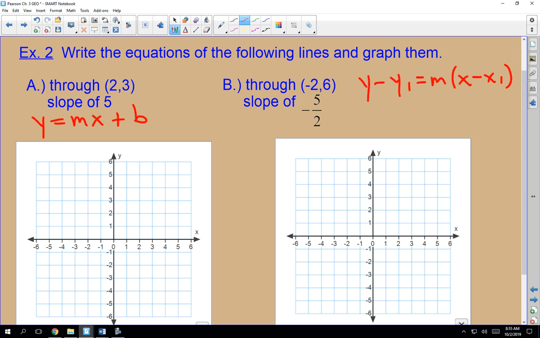So here we have a point at 2, 3. So we go 2 and 3. Do you guys have graphs in here? So put a point at 2, 3. I'm going to show you a picture of what we're doing. Place a point 2 to the right, 3 up, and then it needs to have a slope of 5. Now, if from this point I go up 5 and over 1, I'll go off the graph.